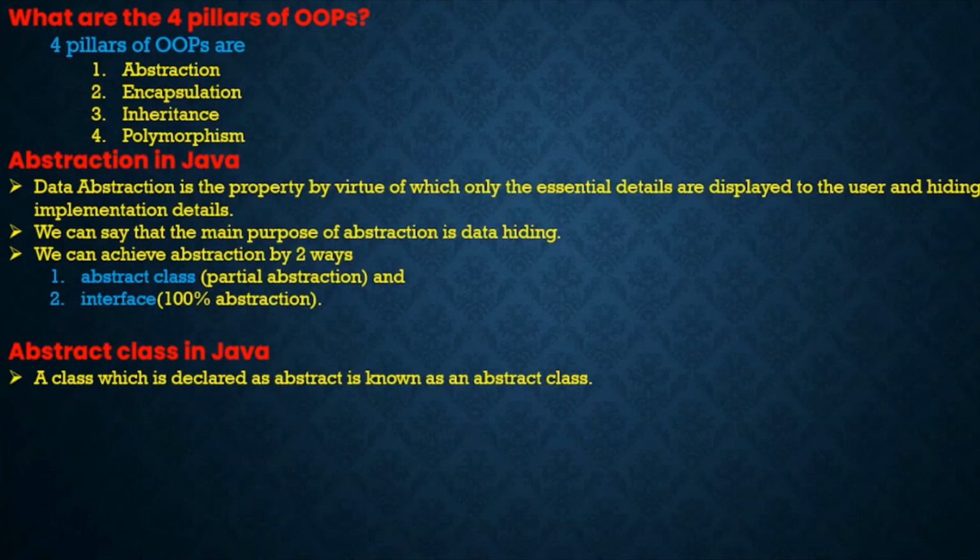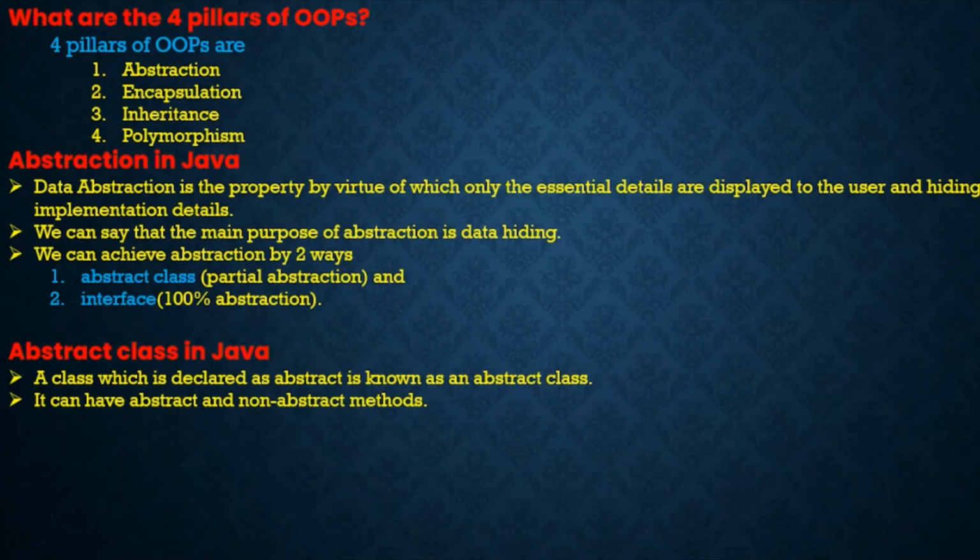So what are the things that should be there inside the abstract class? I will tell you. It can have abstract and non-abstract methods. Whenever we are working with abstract class, the abstract class may contain abstract methods.